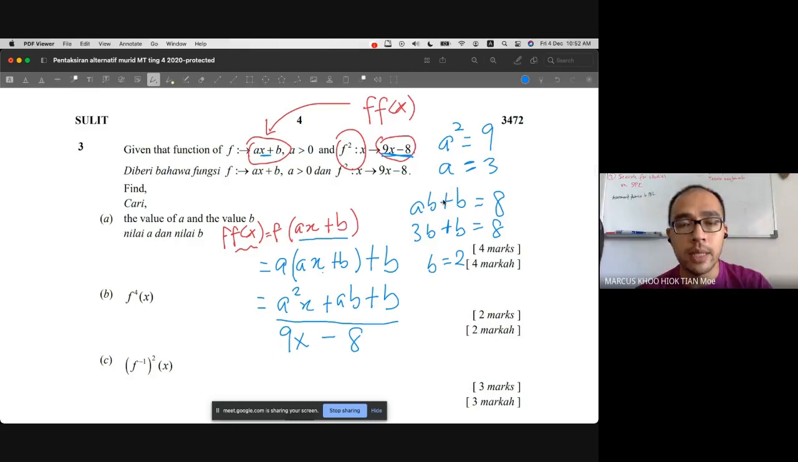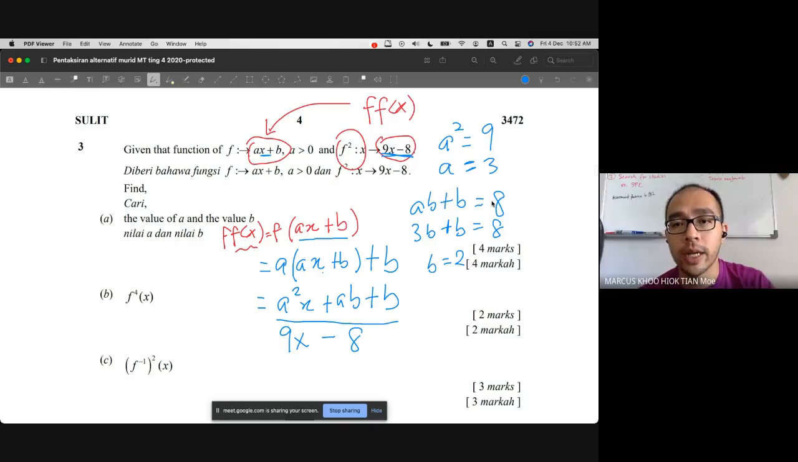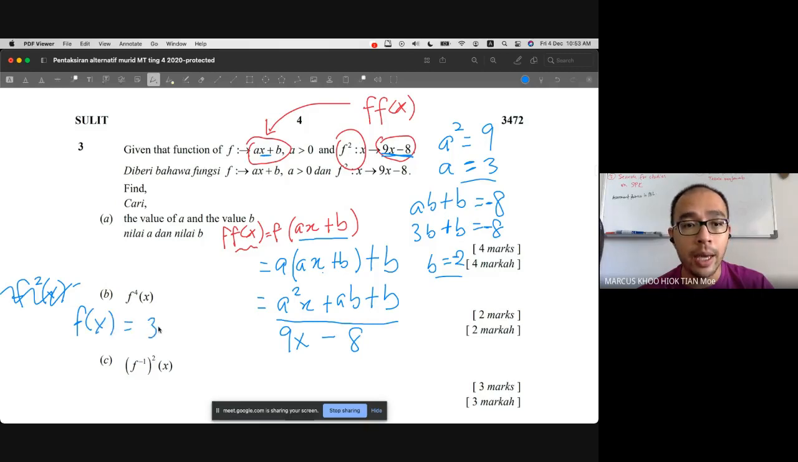Sir, yes. Negative 8. Oh yeah, sorry, negative 8. Thank you. Okay, negative 8. Oh dear, so it's negative 2. Okay, a is 3, b is negative 2. So this means that f(x), okay, is 3x minus 2. Okay, this is what we want.